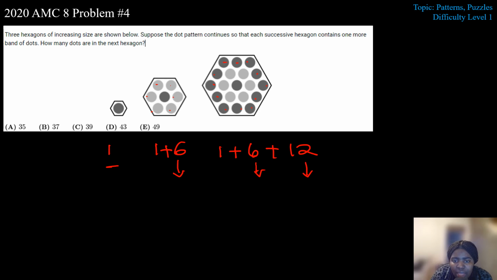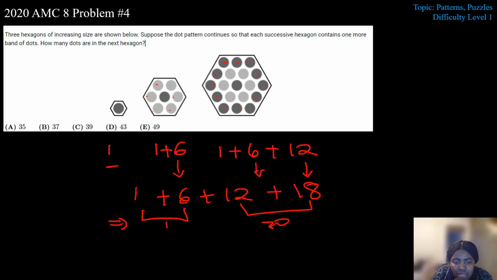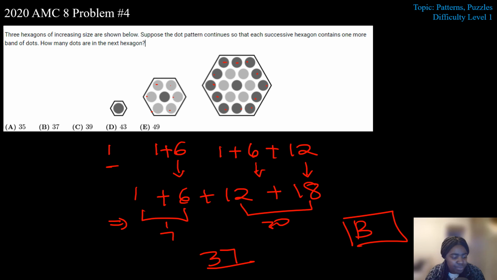So the next one I can kind of predict. It's going to look like we're going to have our 1 and we're going to keep these 2 because we have those bands. And the third band is probably going to be an added 18 because that's the next one in the multiples of 6. So if I add these together, 12 and 18, that gives me 30. And then 6 and 1, 7. So I have 37. I'm going to go with B, as that's what's going to be in the next band of the next hexagon. All right.